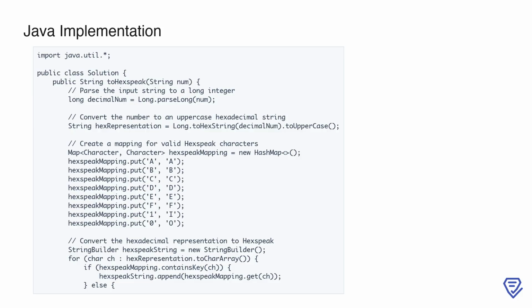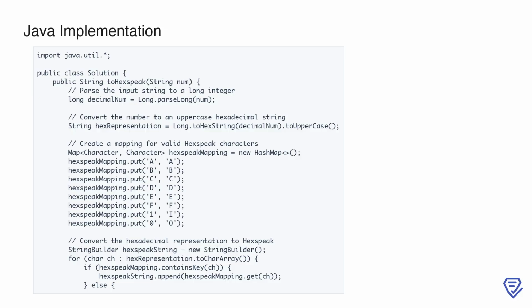Next, we convert this number into its hexadecimal representation using Long.toHexString, which returns a lowercase hexadecimal string. To make it suitable for Hexspeak, we convert it to uppercase using the toUpperCase method. After this, we create a mapping to define which characters are valid in Hexspeak. For example, the digits 1 and 0 are mapped to the letters I and O, respectively, while the characters A through F remain unchanged. This mapping ensures that we can transform the hexadecimal string into a valid Hexspeak format.